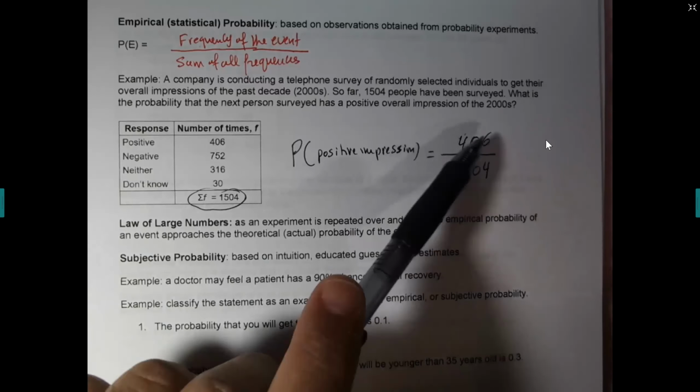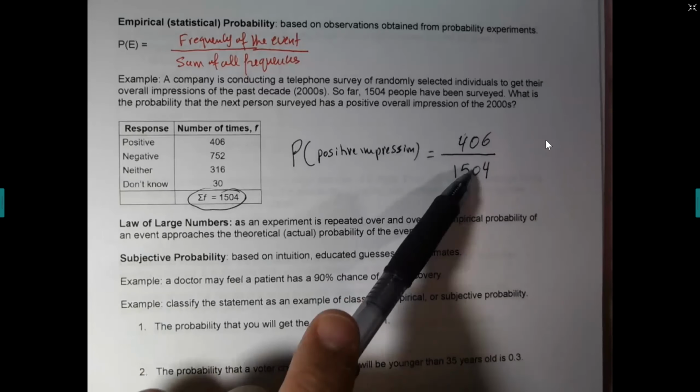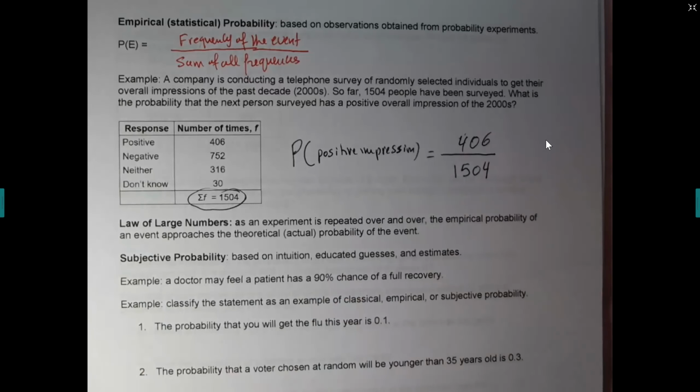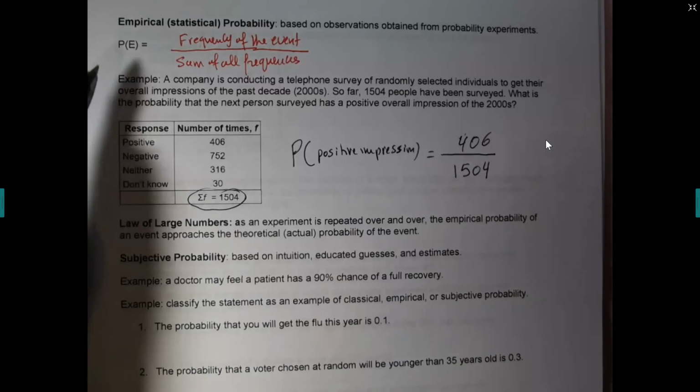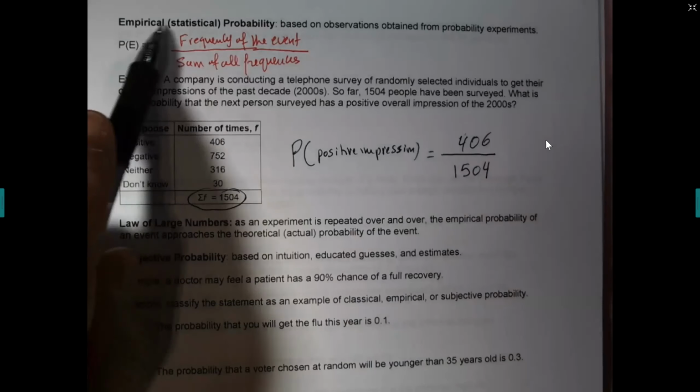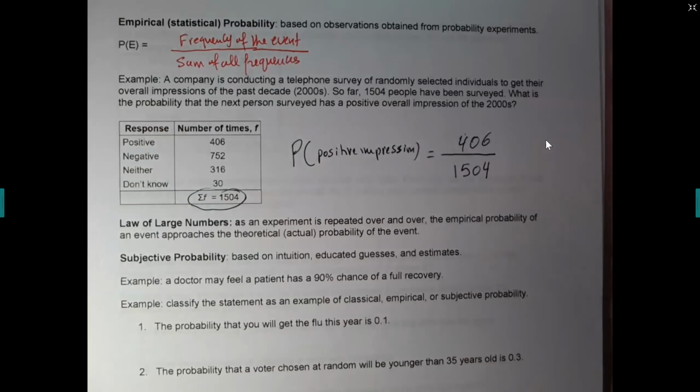It's a relative frequency, guys. That's exactly like what you learned for relative frequency. And when you do an experiment a large number of times, the classical definition and the empirical definition will be pretty much the same. It's the same definition of probability.